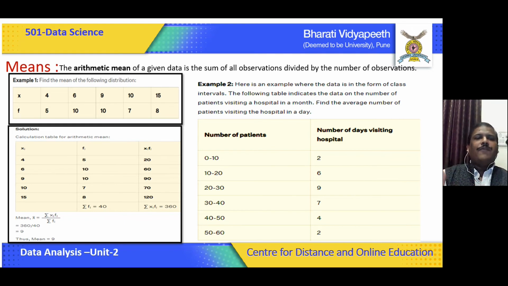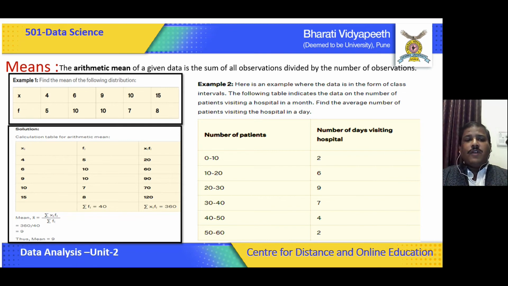So find the mean of the following distribution. Here is the example. The values are x equal to 4, 6, 9, 10, and 15, and this is the frequency: how many times each value is occurring, right? We have to find the occurrence of the elements in the frequencies. So the x value 4 occurs 5 times, the value 6 occurs 10 times, 9 occurs 10 times, 10 similarly 7 times, and 15 occurs 8 times.